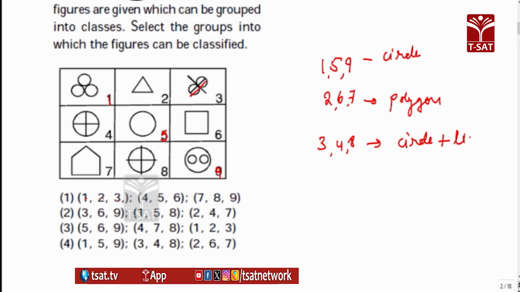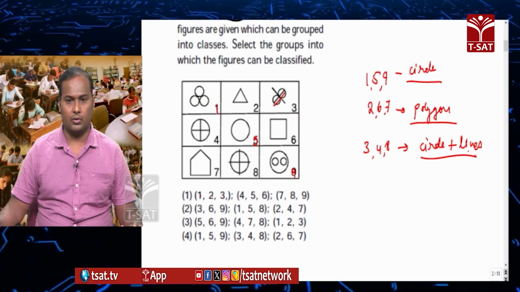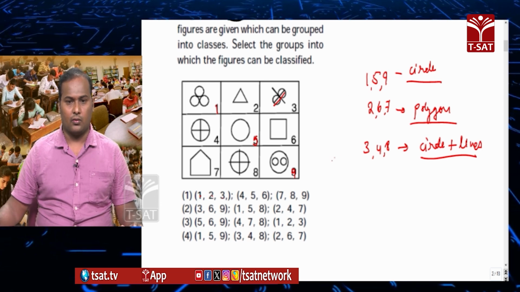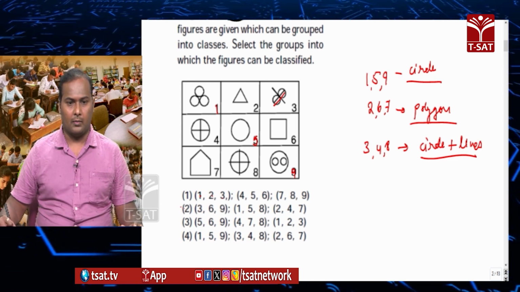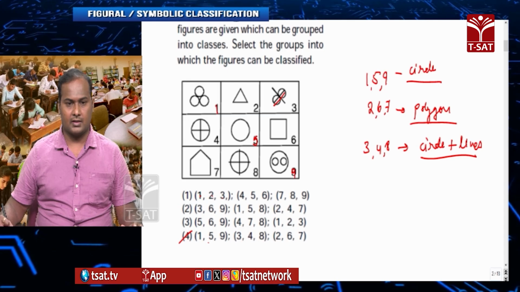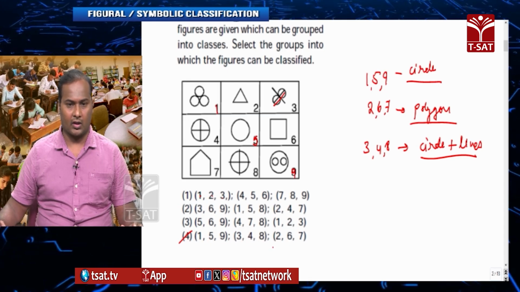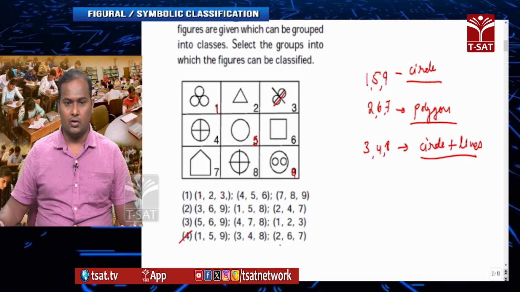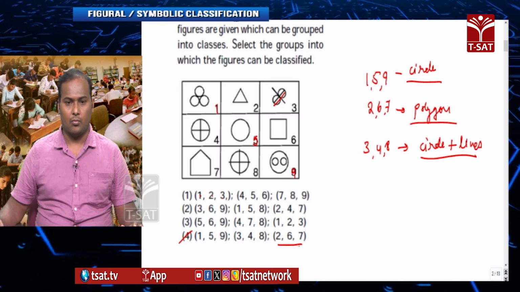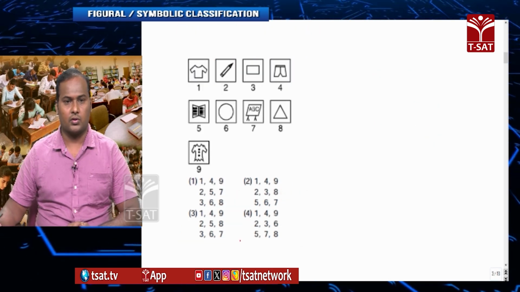plus lines are given. So the student needs to recognize these characters, whether circles are given, or polygons, or circles and lines both. Based upon this, your answer will be option 4. 1, 5, 9 are circles, 3, 4, 8 are both circles and lines, 2, 6, 7 are polygons.